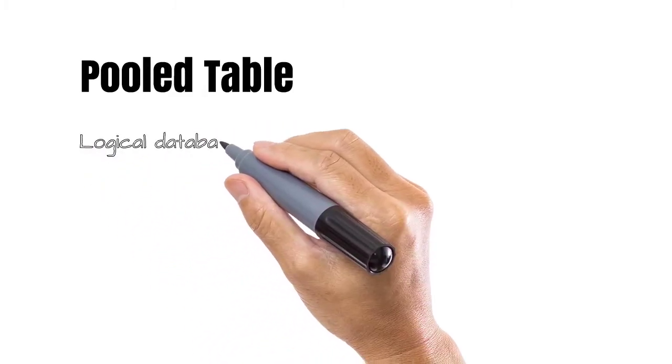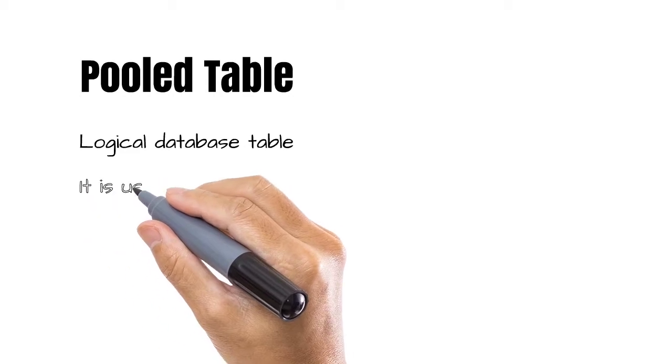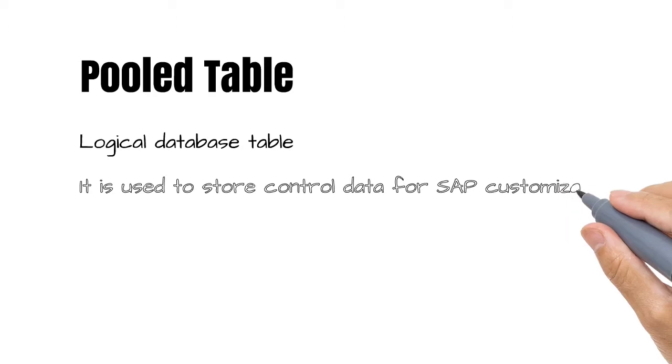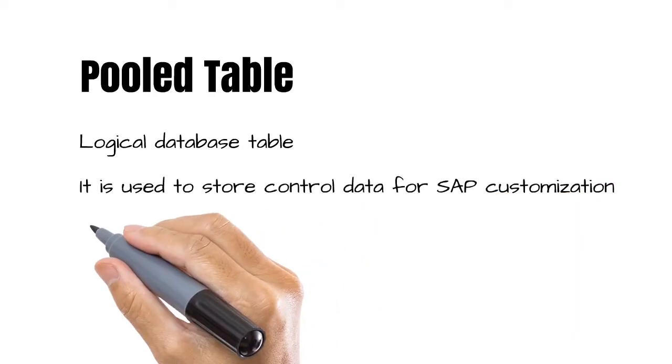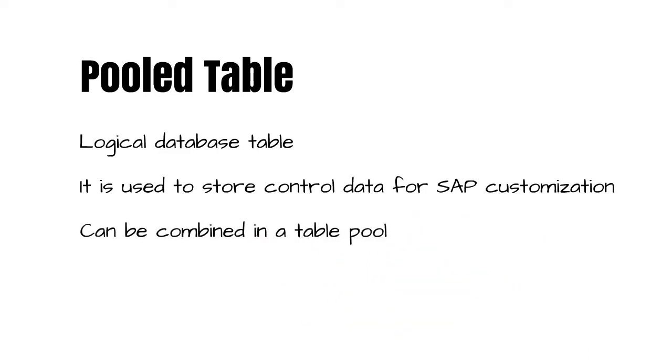The second one is called a pool table. Pool tables are logical tables that must be assigned to a table pool when they are defined. Pool tables are used to store control data or any data used for SAP customization. Several pool tables can be combined in a table pool. The data of these pool tables is then stored in a common table in the database.